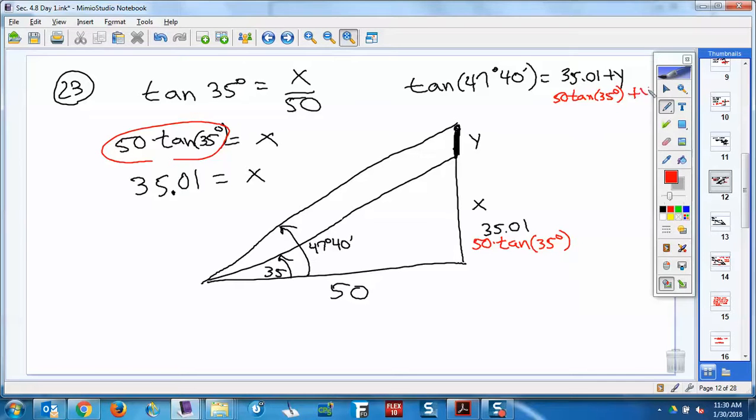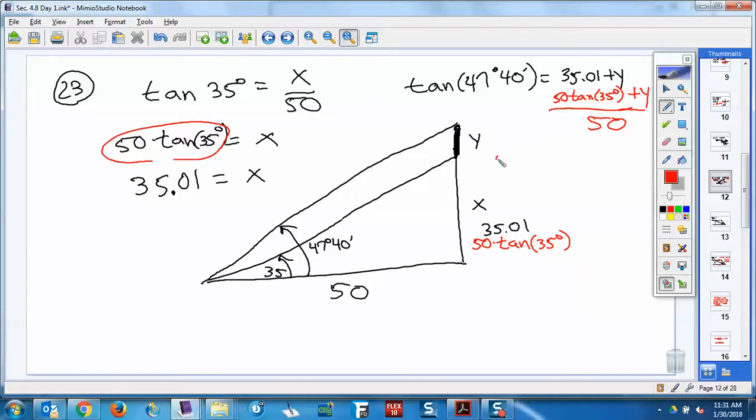Okay, plus y. So what am I going to do here? I've got to do that over, that's all over 50, right? So tangent of 47 degrees 40 minutes, which is this, is the opposite side, which is this plus y, all over the adjacent side, so all over 50. So now, what would I do?